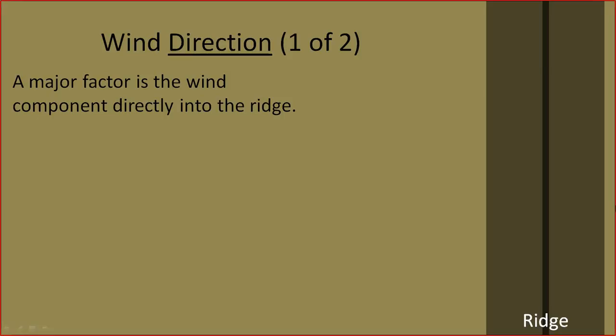What's most important is the component of the wind that's directly into the ridge. So if you take the wind vector and break it down into a vector perpendicular to the ridge, or into the ridge, and a vector parallel to the ridge, or along the ridge, that's what we're doing here. And the most important thing is that vector component that is directly into the ridge.